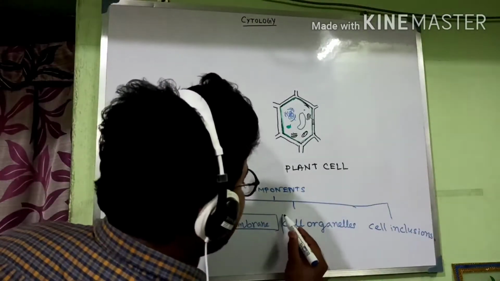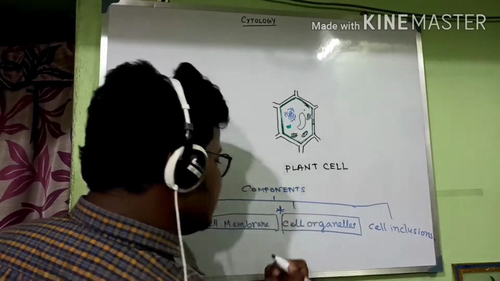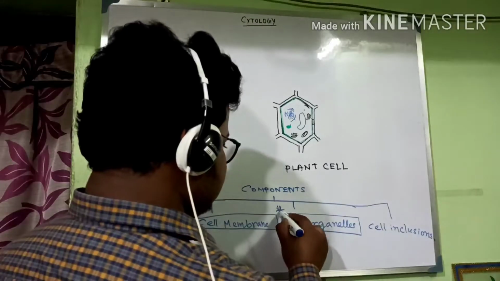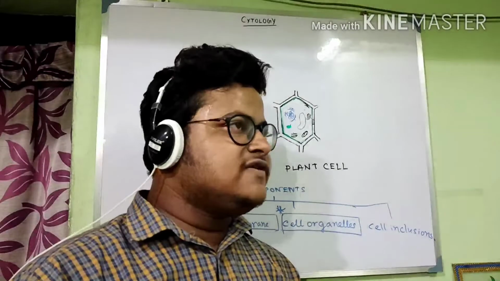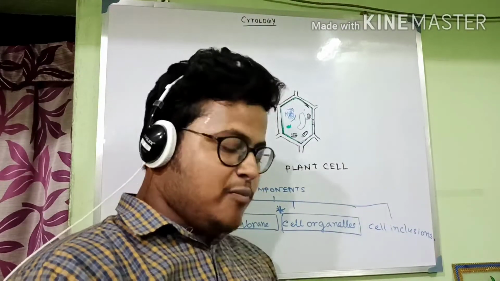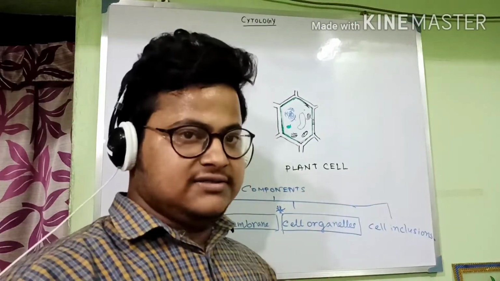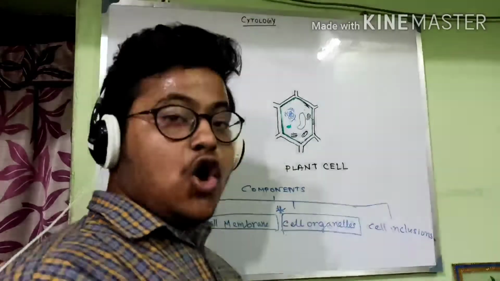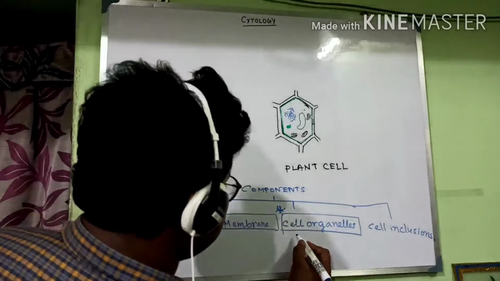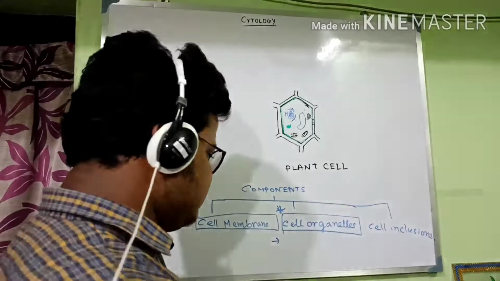But what are the cell organelles? Cell organelles are the main components of any cell. Just imagine, if we are a multicellular organism, then our cell components would be our hand, our leg, our mouth, various body parts of ours; these will be the organelles. As usual, this is a cell organelle. There are various types of cell organelles.